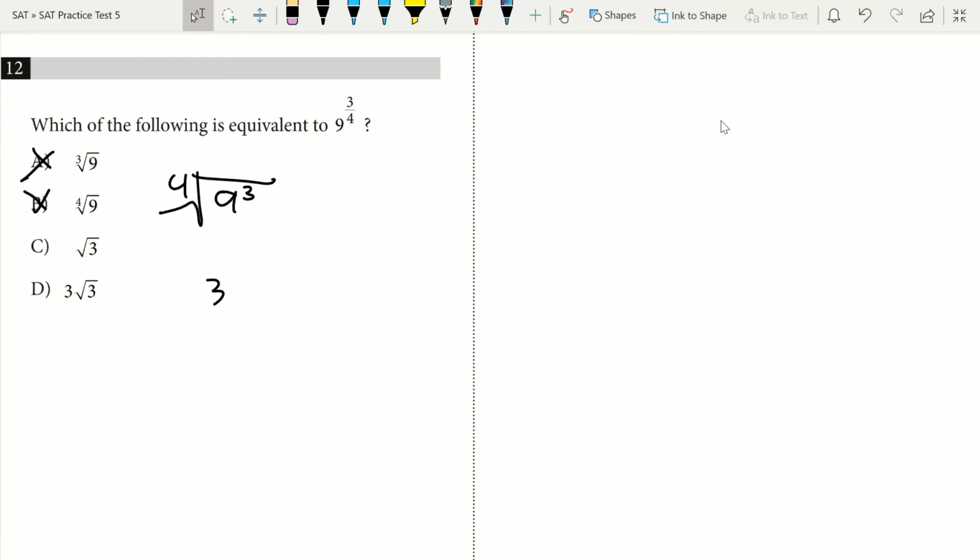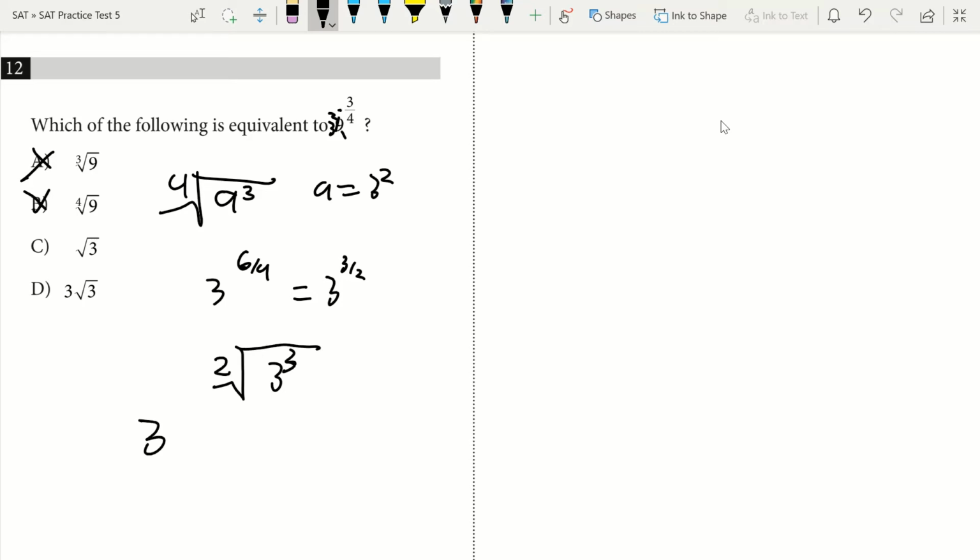So if I change this to a 3, then that's the same as 3 squared, because 9 equals 3 squared. Now when I do that, I have to multiply my 2 by my 3/4. Multiplying 2 by 3/4 gives me 6 over 4. 3 to the power of 6 over 4 is equal to 3 to the power of 3 over 2, which means that I'm going to have the second root of 3 to the third, right? So I can go ahead and take 1 3 out, and I'm left with 3 root 3. So my answer is D.